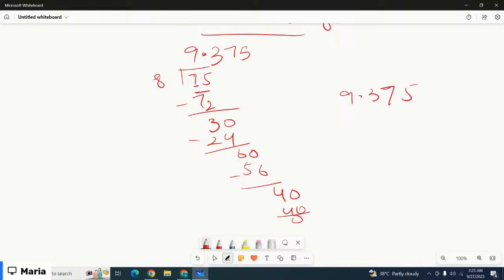So it would be 9.375. You have to round off the number to the nearest tenth. The very first position right after the decimal is the tenths position, so just look at the next one. You have 7 here. 7 is greater than 5, so you have to round up. So it would be rounded off to 9.4. Got it?